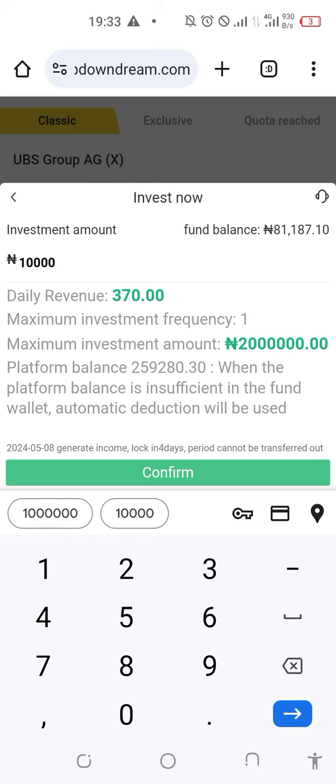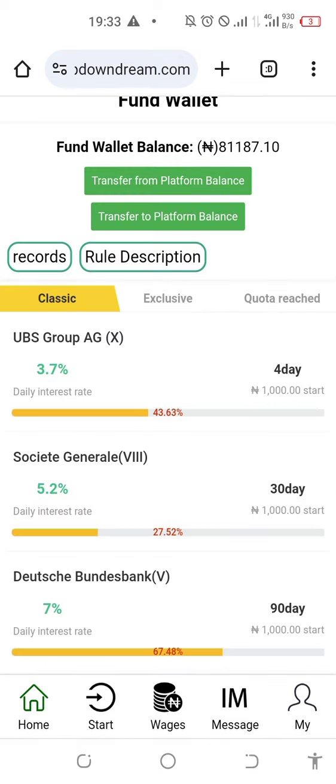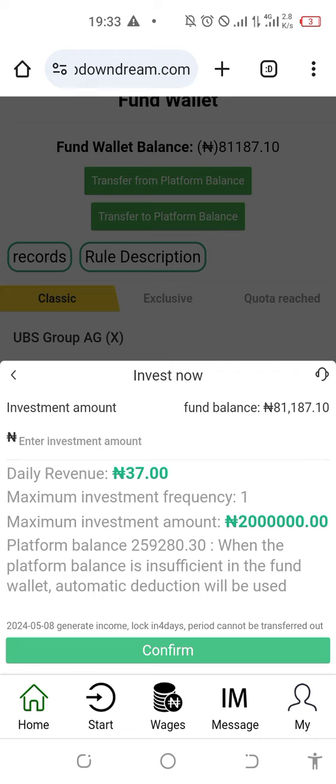Once you invest one time, let's say now, what percentage is it on? It's on 43.63%. UPS Group is on 43.63%. So once you invest now, you can only invest one time until it gets to 100% and starts all over again, counting from 0% again. That's when you can invest.